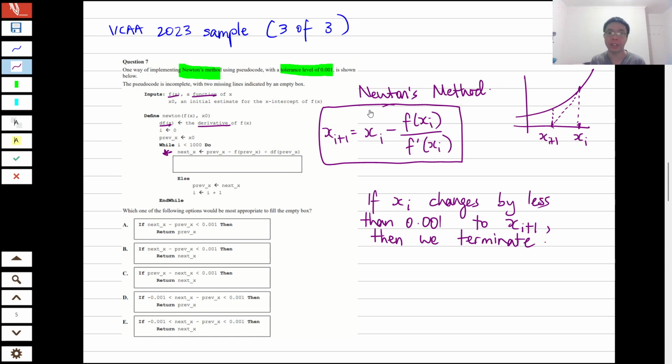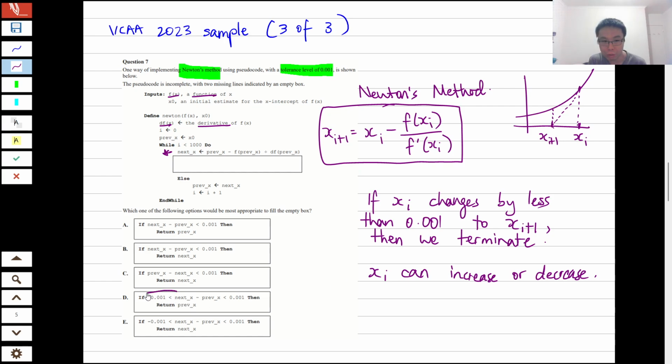So now we just need to define the tolerance part. We want xi to change by less than 0.001. Now we need to be careful. Xi can increase or decrease. It's okay for the guess to move to the right instead of the left. So the problem with options A, B, and C is they only consider the change in one direction. So we can rule them out immediately.